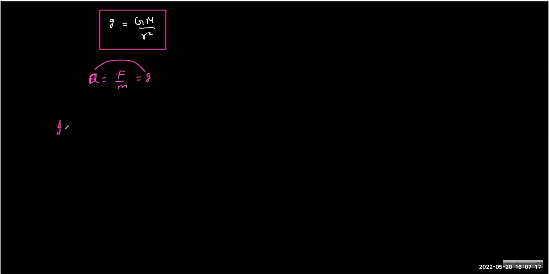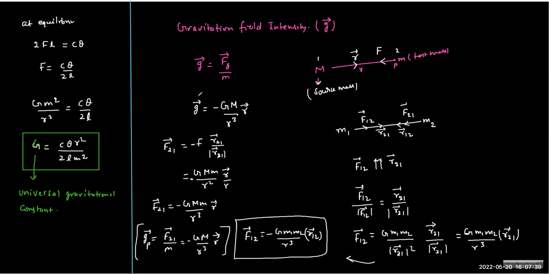Sir, I don't exactly understand the difference between the two. No, there's actually no difference. The way we define acceleration is also force upon mass, and the way we define intensity is also force upon mass. So what is intensity? Force per unit mass. And here we are saying force upon mass. That's interesting.